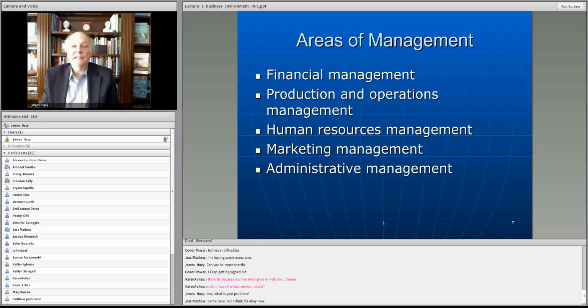In addition, you have to think about breaking down an organization into various areas or various functions. There's financials, the financial management, there's production and operations, there's human resources, the people parts of the business, there's marketing, and then there's this sort of administrative function, the glue that holds it all together. So let me just say a few words about each of these in a little more detail.